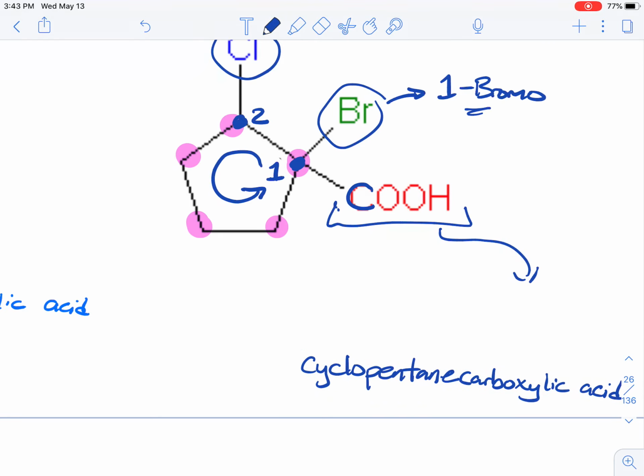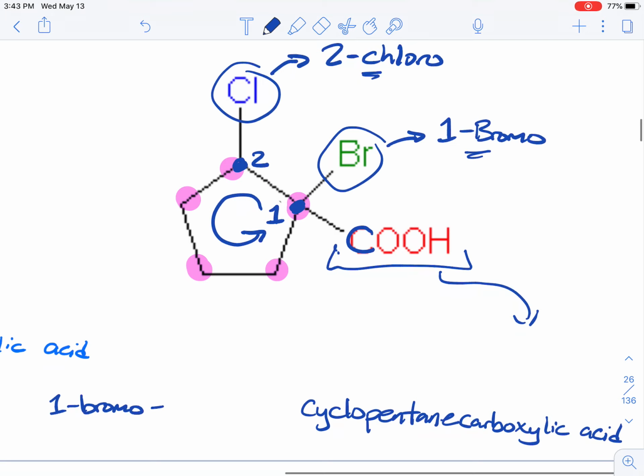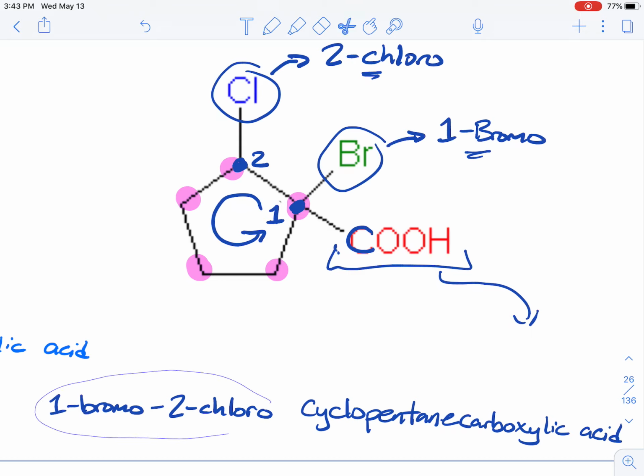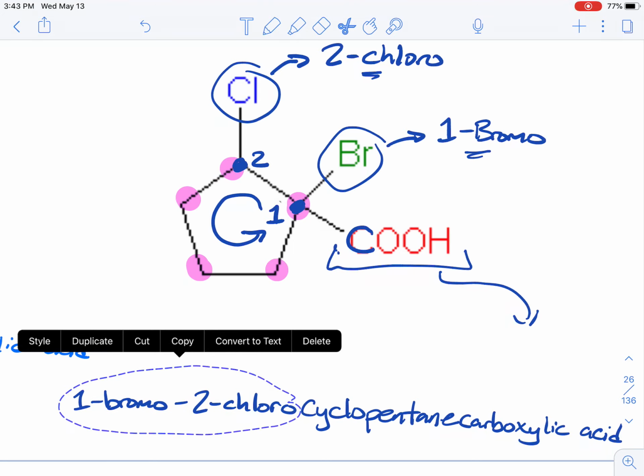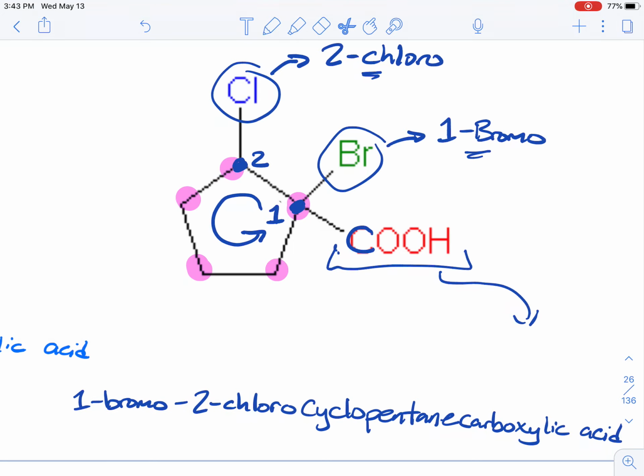So our name is going to be 1-bromo, and then dash 2-chloro. And I'm going to go ahead and scoot everything to the right so that the main organic name of this compound is going to be one word.